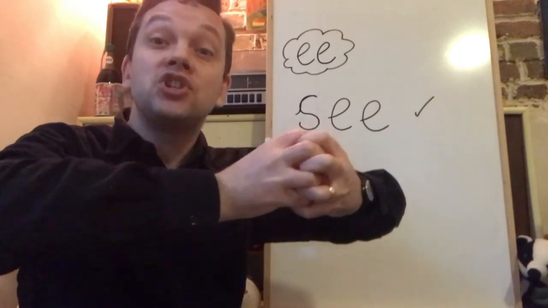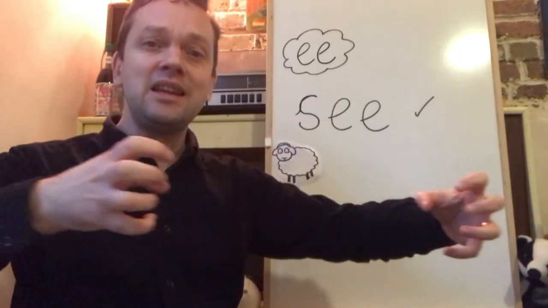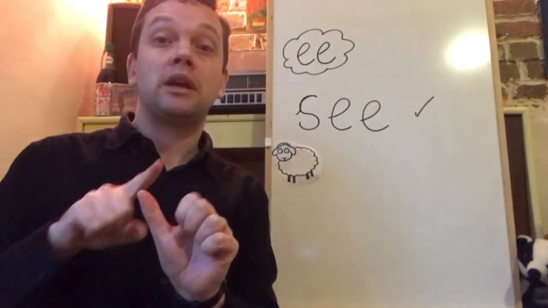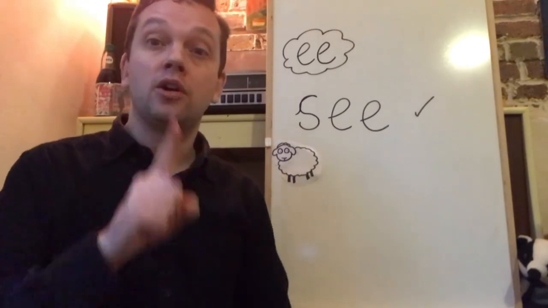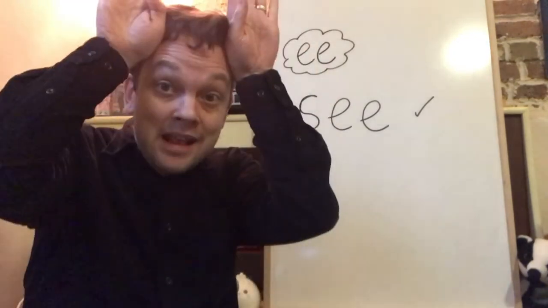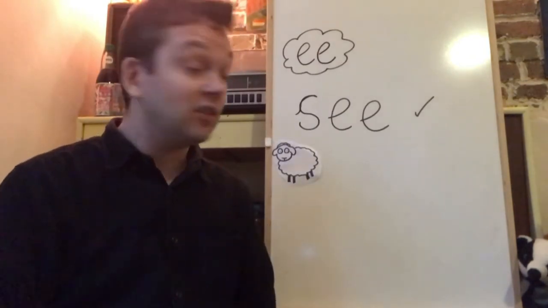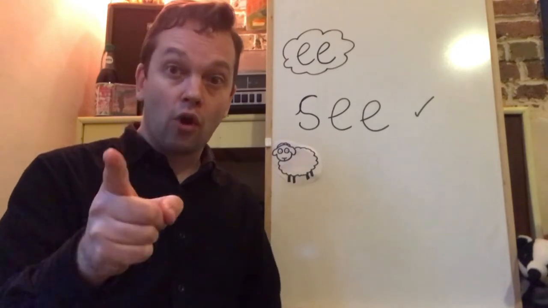Ready? Sheep. Sheep. Now let's sound it out. Sh. E. P. Sh. eep, shh, eep. Now we've sounded it out, we can spell it, can't we? Can you do it before me? Ready, go.